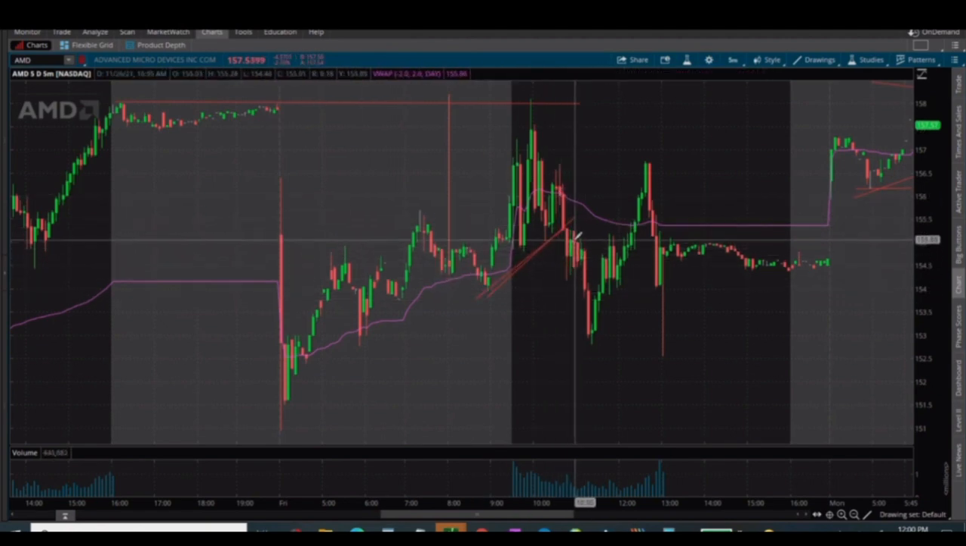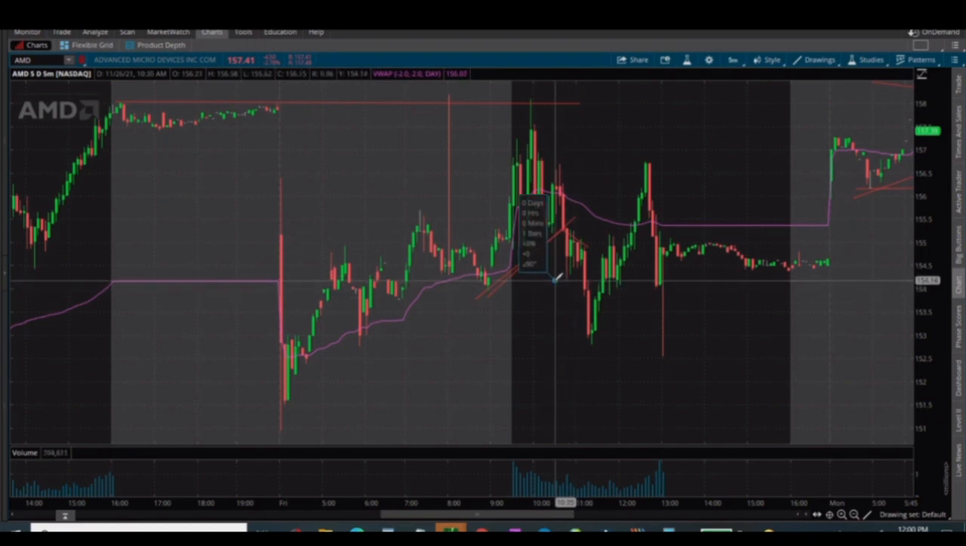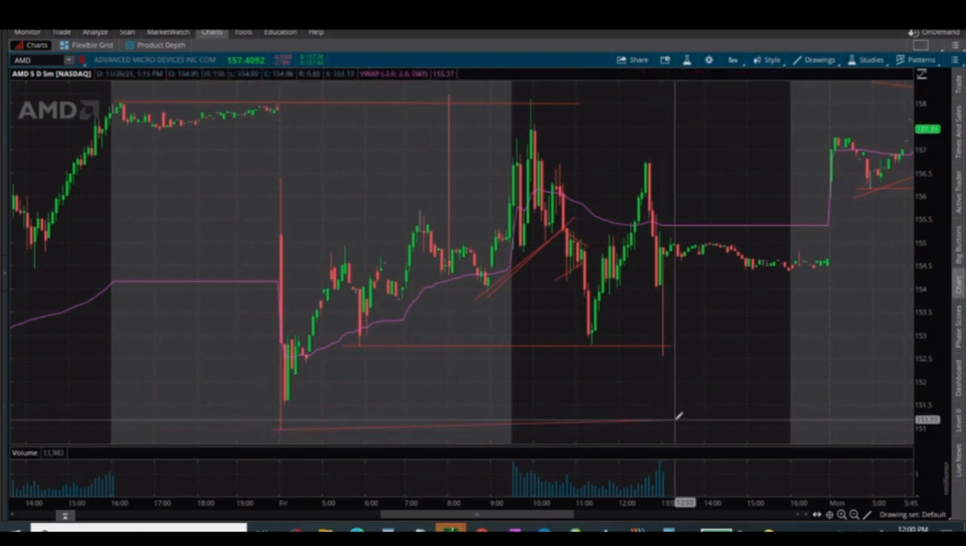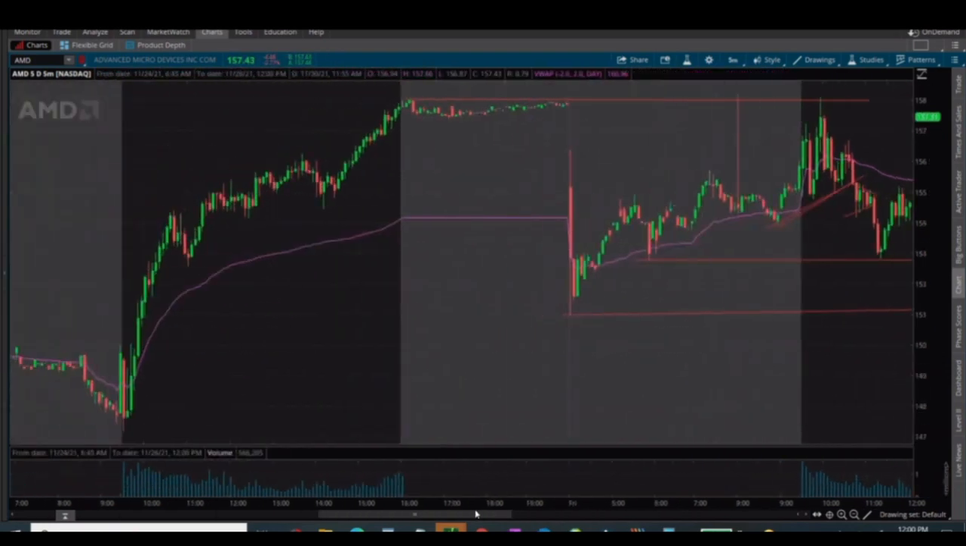So this right here is a possible continuation. Notice how we have this nice consolidation. Maybe I'll take this break to the downside for real quick. But you also got to be familiar with these lows right here, and these lows right here. But other than that, that was just a horrible day right there.